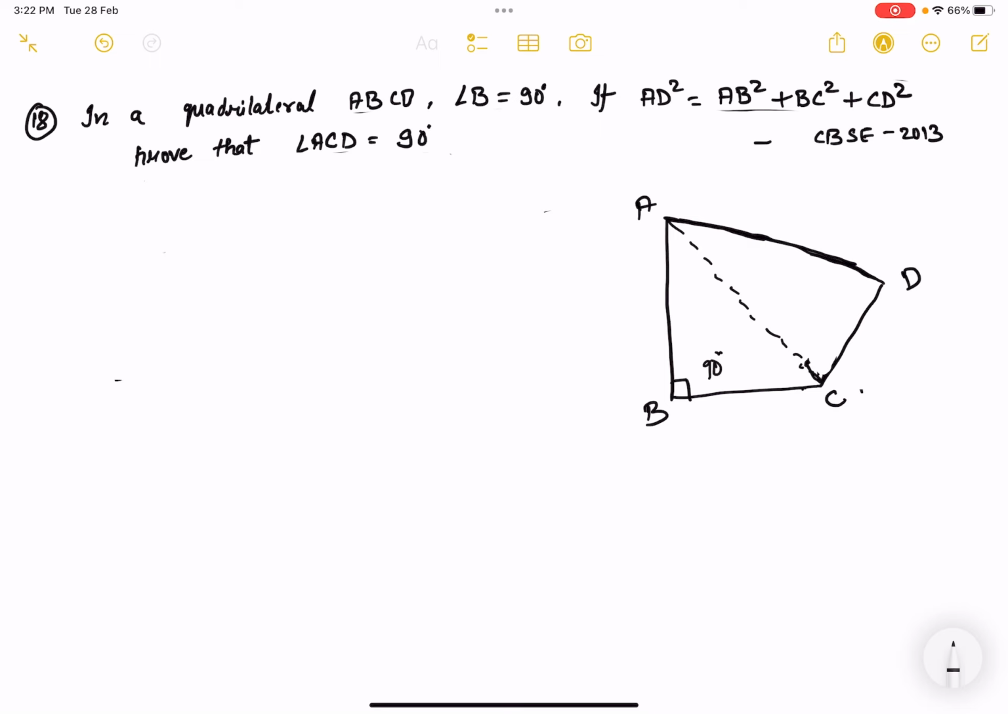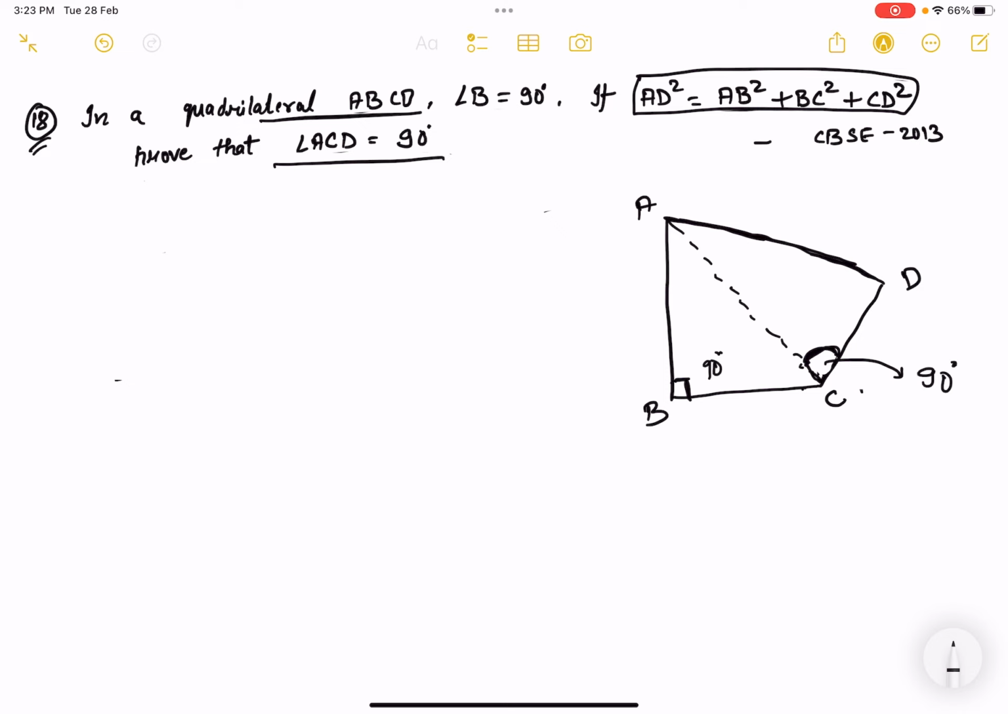Now let's quickly take up the 18th example. In this question, we are given a quadrilateral ABCD with angle B equal to 90 degrees, and we are given this expression, and we have to prove that angle ACD is 90 degrees. Where is angle ACD? This angle. We have to prove that it's equal to 90 degrees.